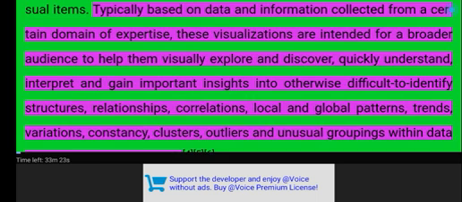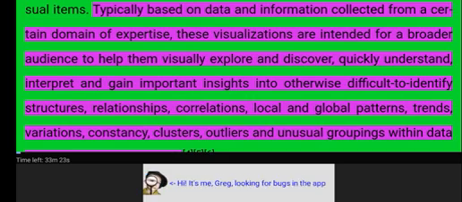Typically based on data and information collected from a certain domain of expertise, these visualizations are intended for a broader audience to help them visually explore and discover, quickly understand, interpret and gain important insights into otherwise difficult to identify structures, relationships, correlations, local and global patterns, trends, variations, constancy, clusters, outliers and unusual groupings within data. Exploratory visualization.